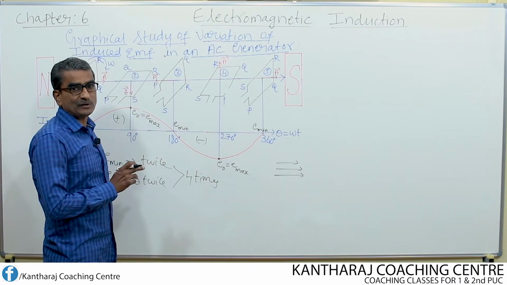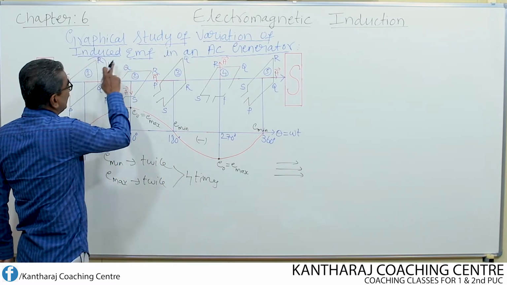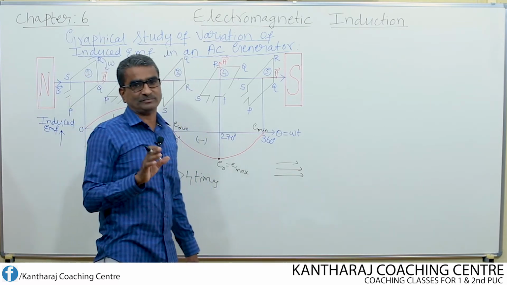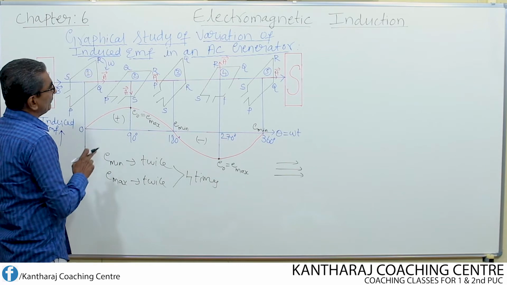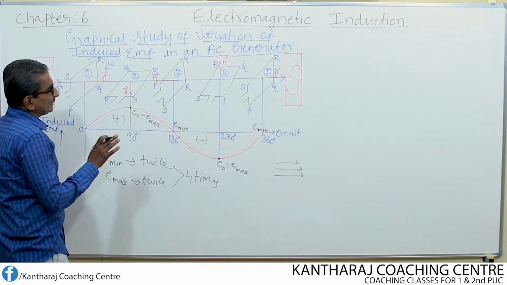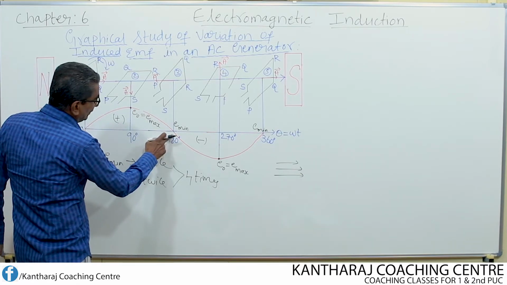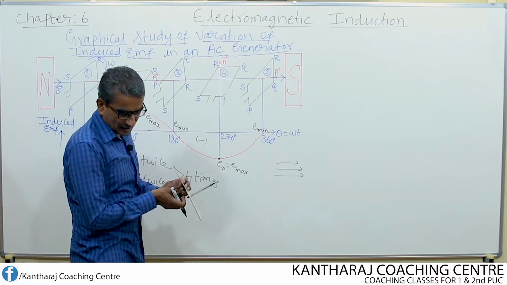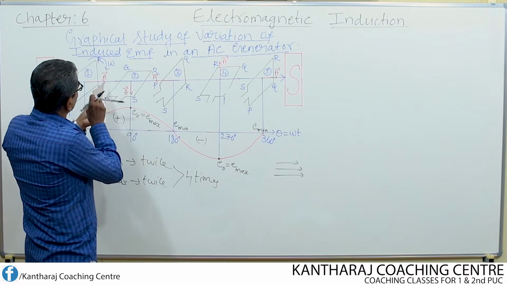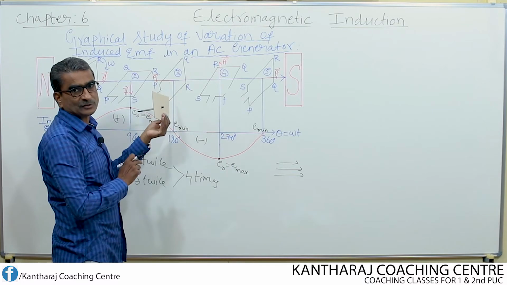What about the direction of the induced EMF? Now the direction of the induced EMF in the coil can be determined by making use of Fleming's right hand rule. So it can be determined by making use of Fleming's right hand rule. So if we determine the direction of induced EMF during the first half cycle, suppose this is the coil which is rotated from 0 to 90, 90 to 180 degree, that means the first half cycle.